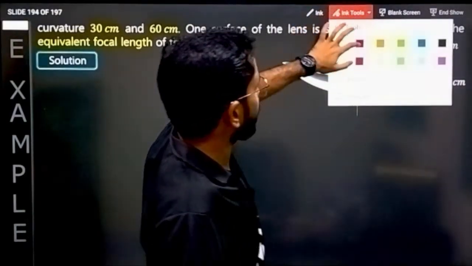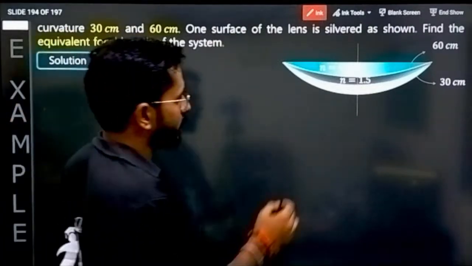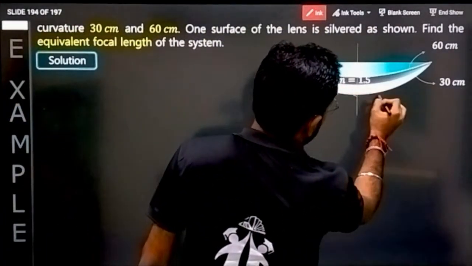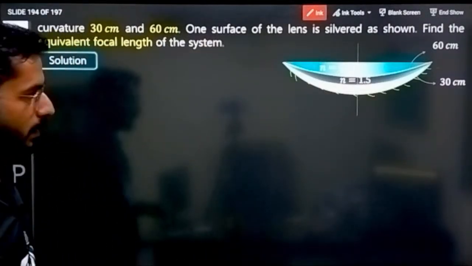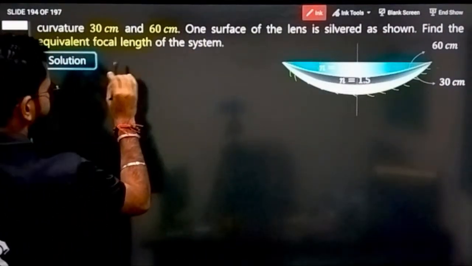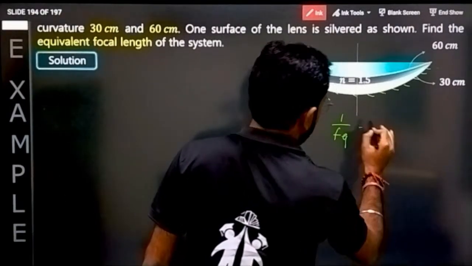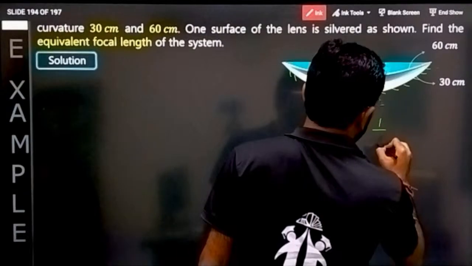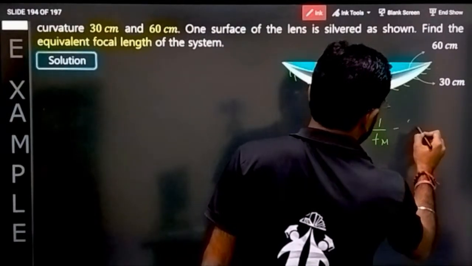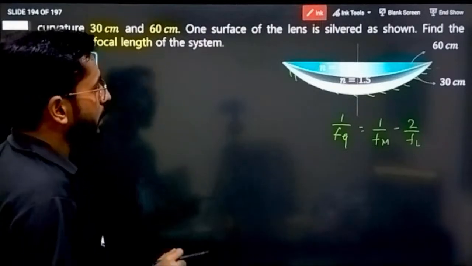Yes, correct. See, one of the surfaces of the lens is silvered. That means this surface that is present here is silvered. So how will we solve it? Basically, at the end I have to apply 1 by f equivalent, and you have to calculate the equivalent focal length. It will be equal to 1 by f of mirror minus 2 by f of lens. This is what we are going to understand.